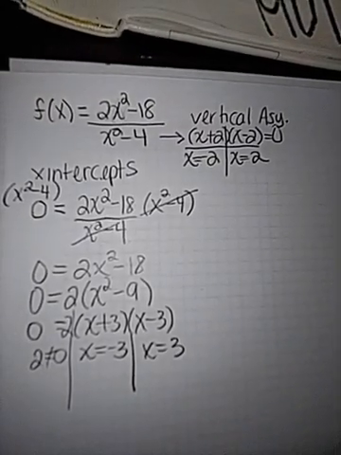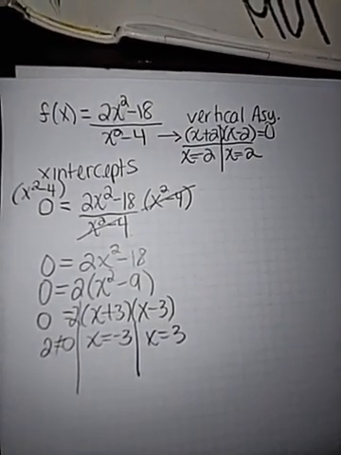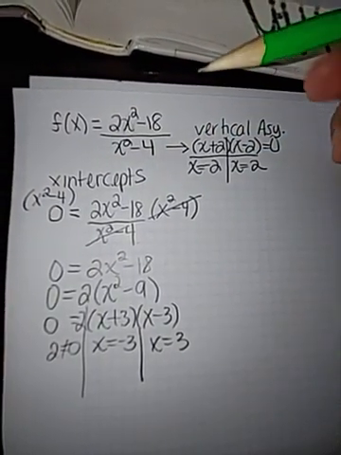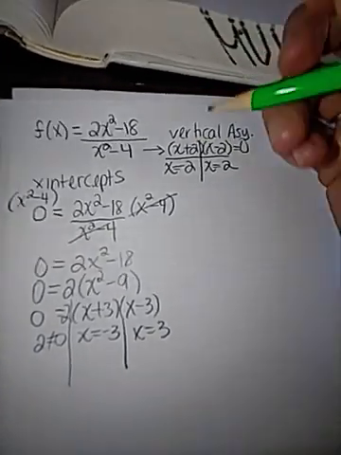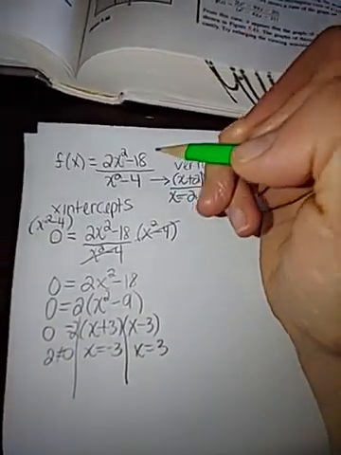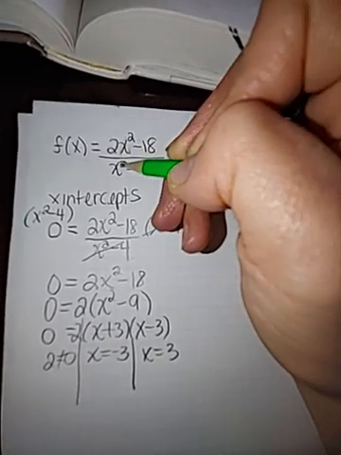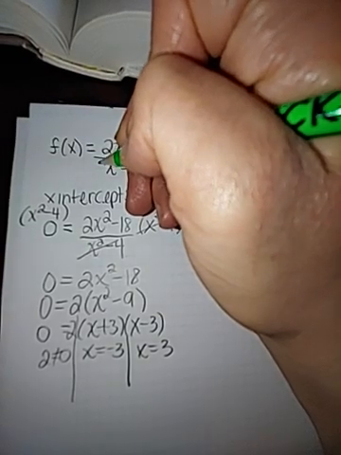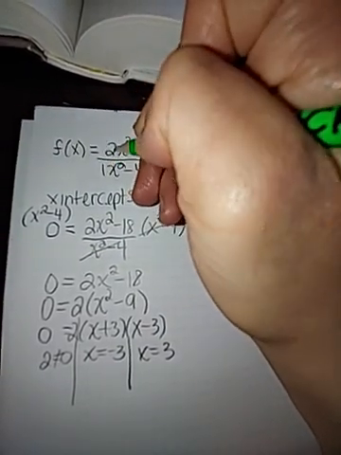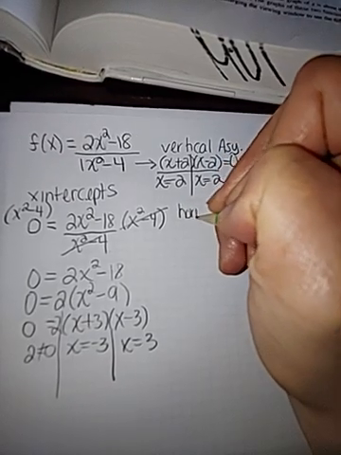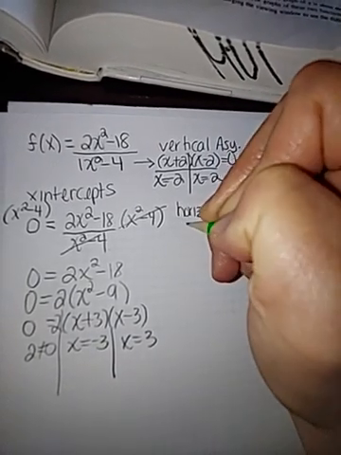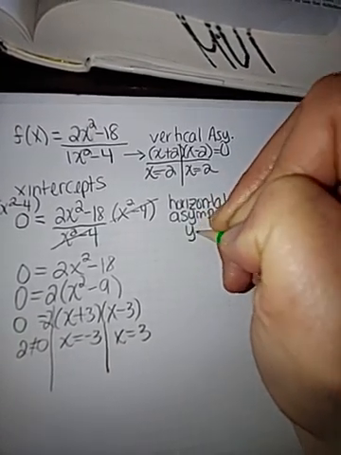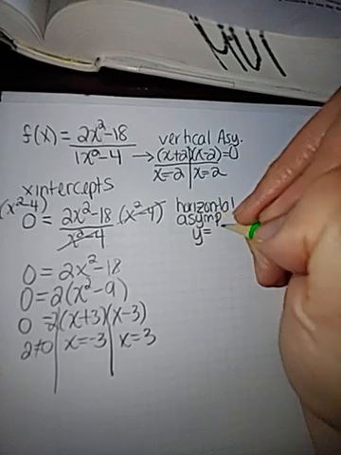Okay, the next thing I can find out is if I have any horizontal asymptotes. If you remember back to when we graphed rational functions in the beginning of the year, the horizontal asymptotes had to do with the degree. So because the degree is the same top and bottom here, to find the horizontal asymptote, I divide the leading coefficients. So my horizontal asymptote is y equals 2 divided by 1, which is 2.